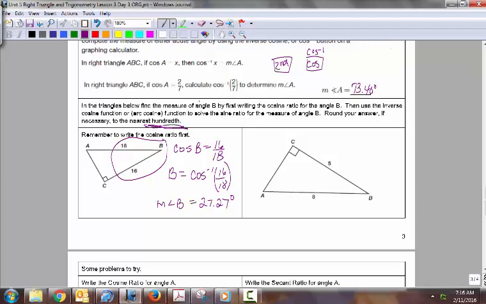I find my reference angle of angle B, and I write the cosine ratio for my reference angle B as the side adjacent over the hypotenuse. I want the measure of angle B, so B is the arc cosine or inverse cosine of 5/8. Then I get my calculator to determine that the measure of angle B is 51.32 degrees.